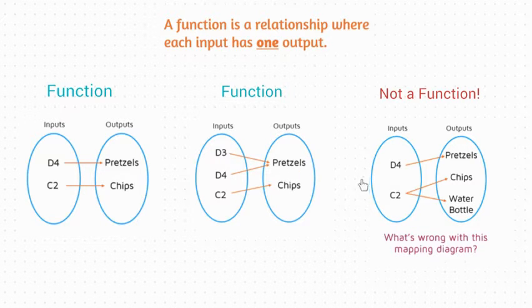Now moving over on this side, this is showing me if I put in D4, I get pretzels. If I put in C2, then I could get chips, or I could get a bottle of water. Now, how would that make you feel if you were hungry, you wanted a snack, you put in C2 expecting chips, but out pops a bottle of water? You would not be happy. So this, of course, is not a function. It's not okay because for this particular input, there is more than one output.